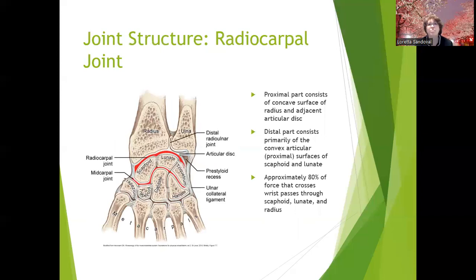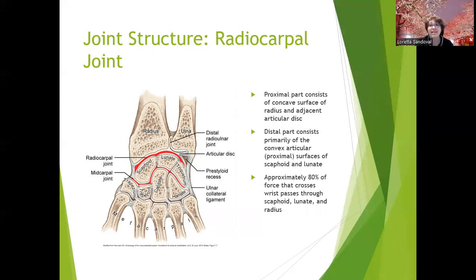So the radiocarpal joint, it's the proximal concave surface of the radius and the articular disc that is between the ulna and the carpal bones. The distal part consists primarily of the convex articular proximal surfaces of the scaphoid and lunate. So you get the concave radiocarpal joint on the convex scaphoid and lunate.